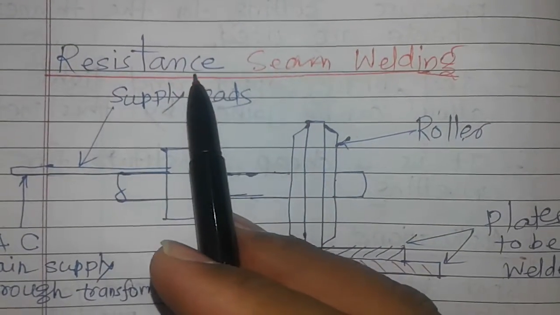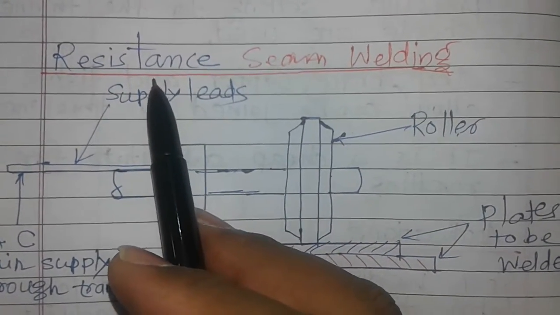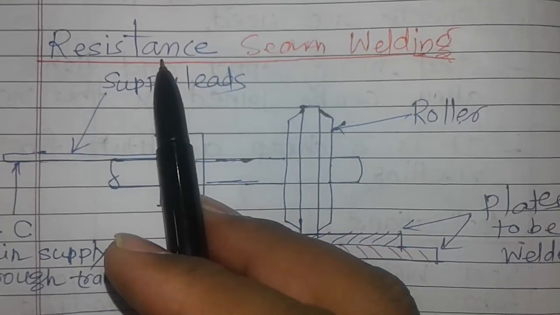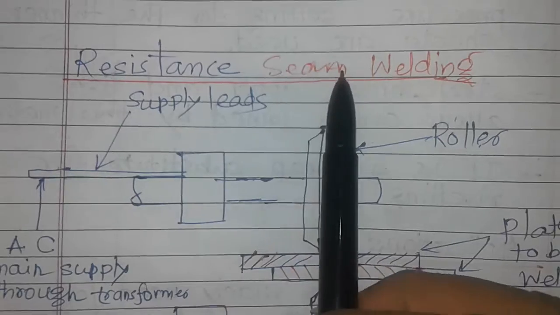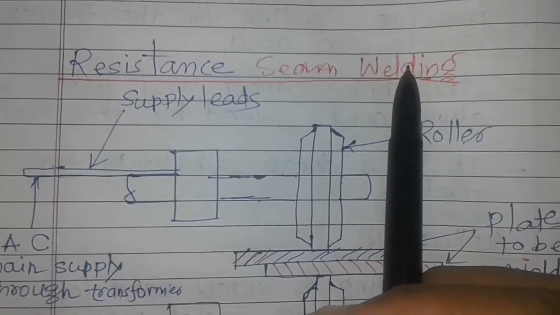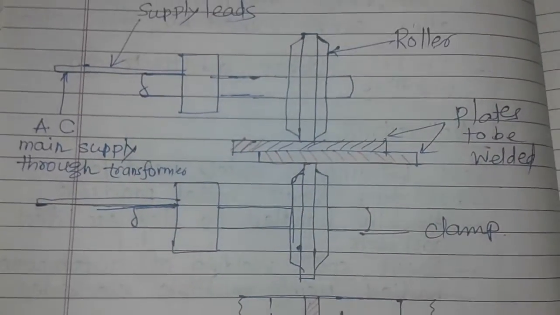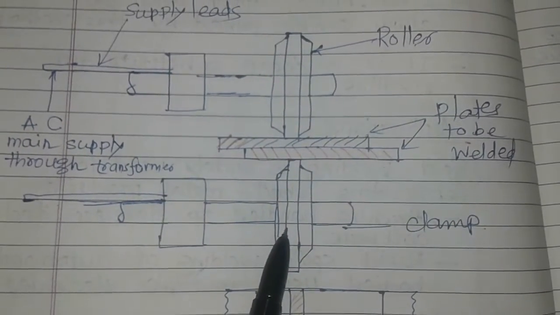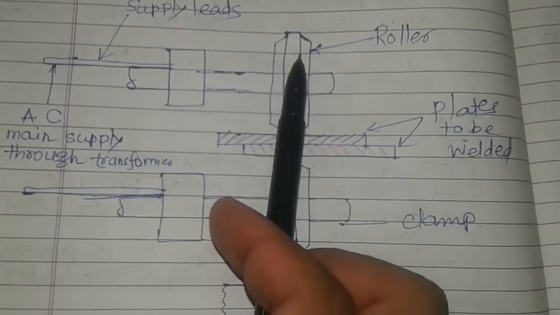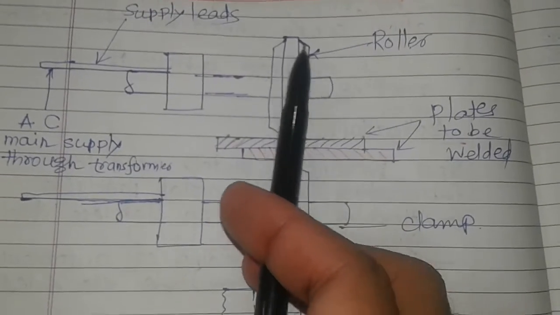In the previous slide we have seen resistance spot welding. Now in this video we are discussing resistance seam welding. This is the diagram of resistance seam welding. These are the electrodes, but these electrodes are in the form of rollers.